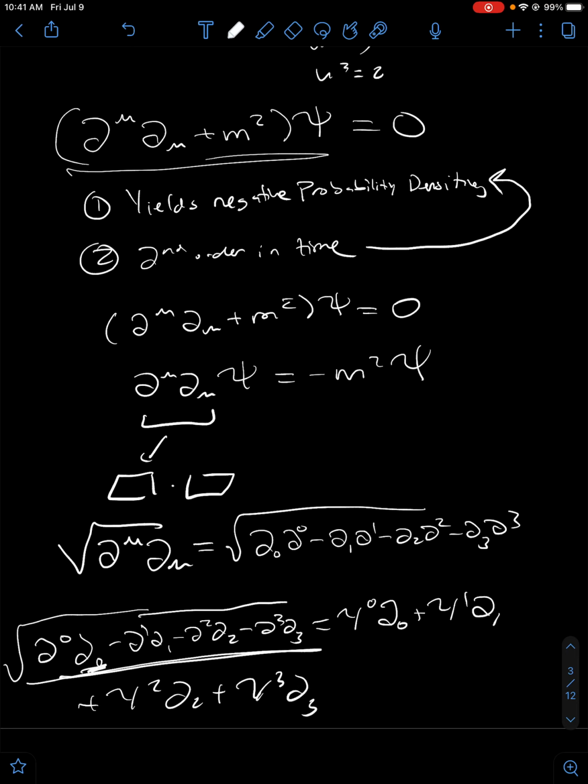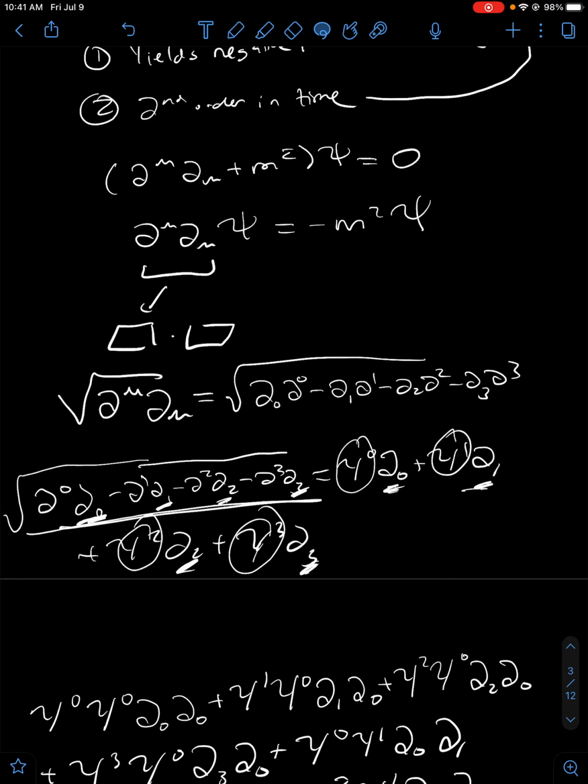So here we have partial not, partial 1, partial 2, and partial 3. And we're assuming that the square root of it squared is just going to be a linear combination of the individual terms scaled by some factor of these, scaled by these gamma numbers. These gamma numbers may be scalars, they may be matrices, they may be quaternions, who knows what they may be. But we're just assuming that it's going to be a linear combination of the partial numbers. Okay?